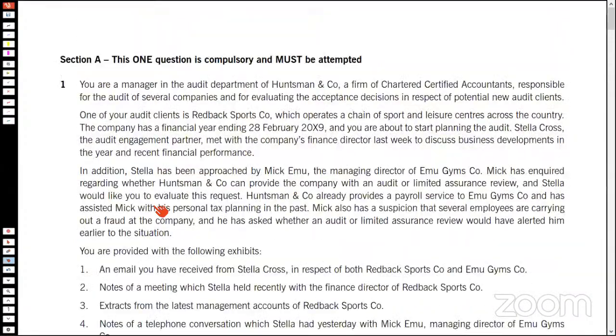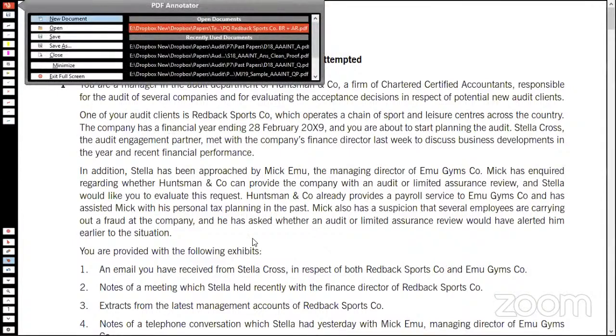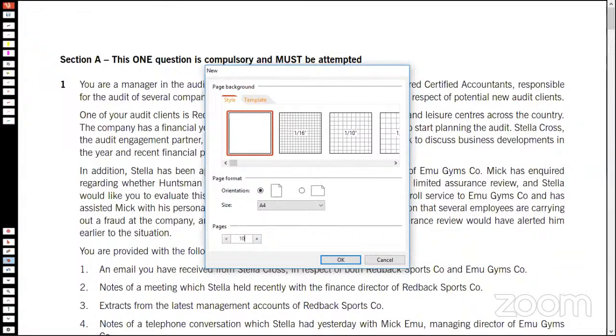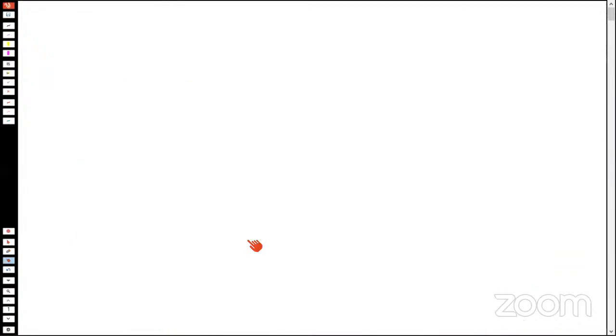Now let's start discussing this question. The important thing is that whenever you are dealing with such a big scenario, it's always important that you take down notes as you progress through the scenario. So let's just start discussing it.